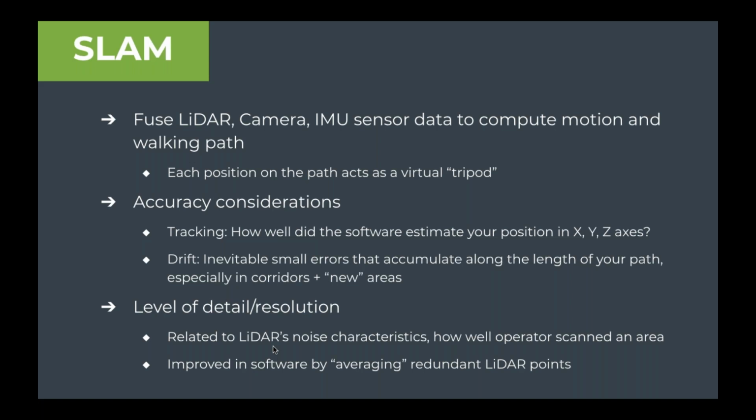Then there's also a question of what's called drift, where no matter how good a SLAM system is, the longer you walk, you accumulate small errors from the computation error, from sensor noise, from all the uncertainty that Gene was talking about earlier. And as these little errors accumulate along your walking path, especially when you walk down hallways and new areas of a building, they result in an error called drift. So tracking and drift are sources of global accuracy error in the SLAM system.